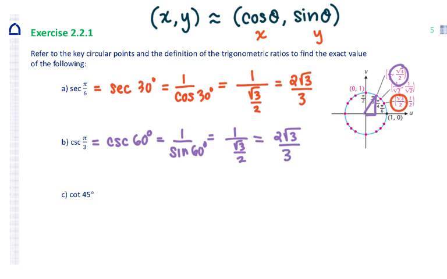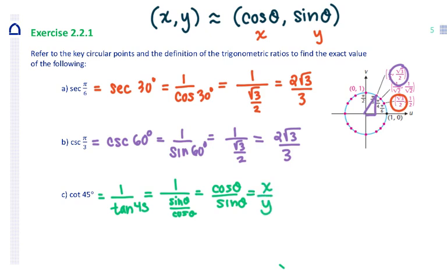over 3. All right, cotangent of 45 degrees, that's 1 over the tangent of 45 degrees. Okay, the tangent function is the x over y. It's sine over cosine, sine theta over cosine theta. Or you can say cotangent function is cosine theta over sine theta, which in this case is x over y, which in the case of 45 degrees is 1 over the square root of 2 over 1 over the square root of 2, which is just 1.